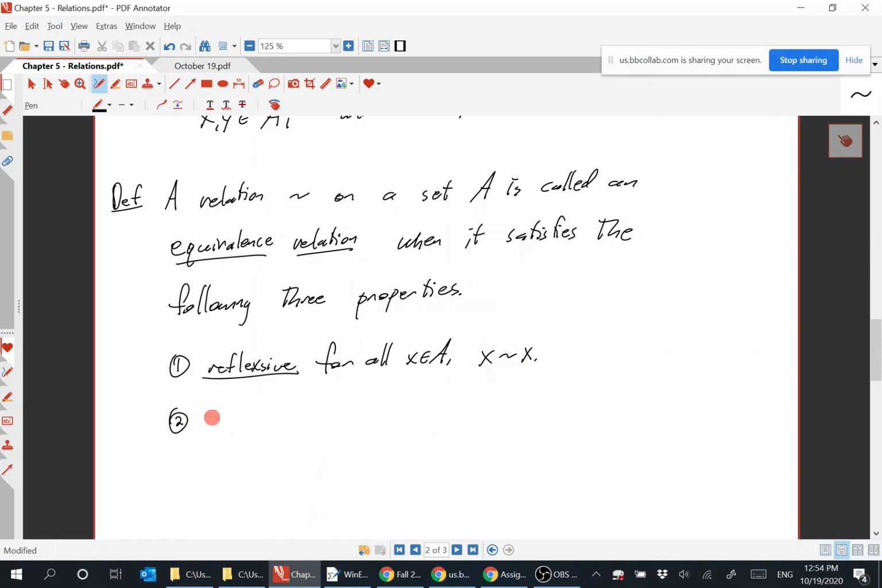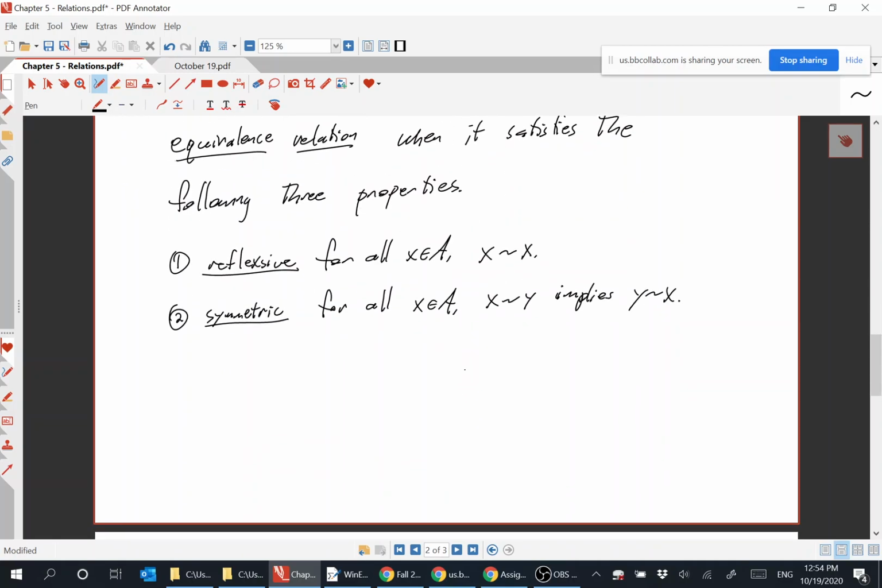Two, the symmetric property: for all X and Y in A, X related to Y implies Y is related to X. So X related to Y and Y related to X, they're equivalent to each other.